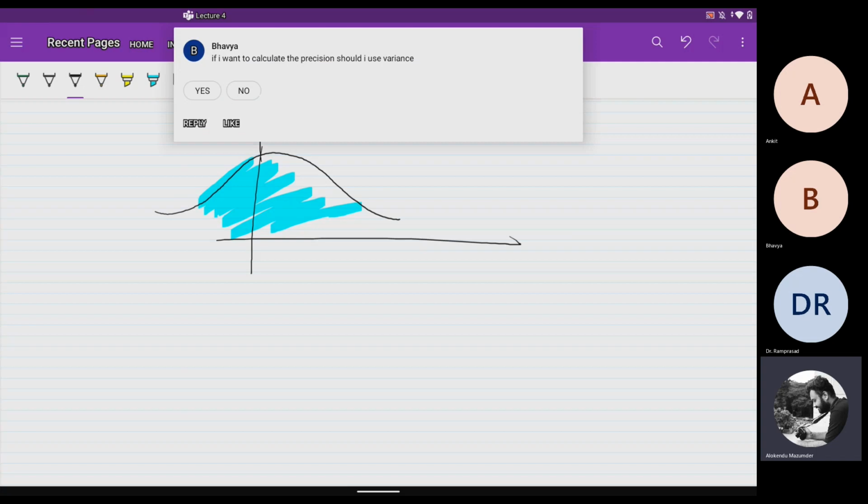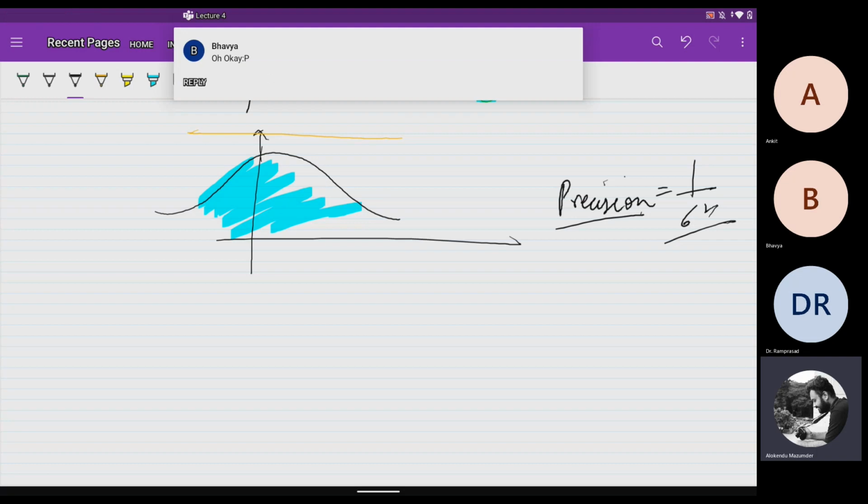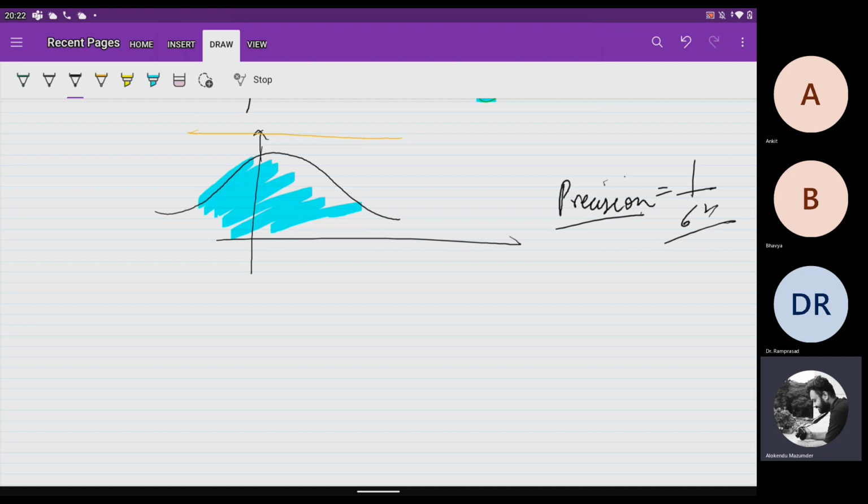What is precision? Basically, the precision is defined as 1 by variance. Like in statistics, when you use the term precision, it's defined as 1 by variance. Okay, cool. I think we will just go to the probability mass function.